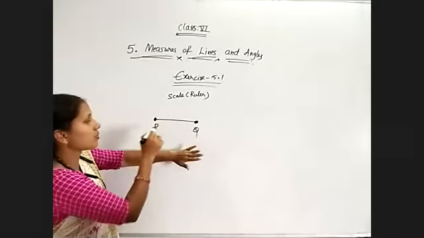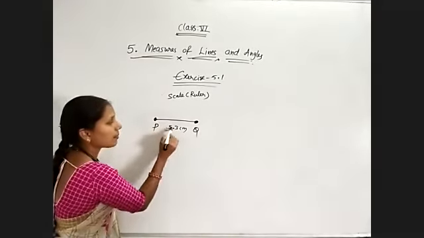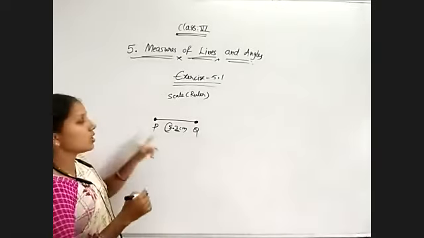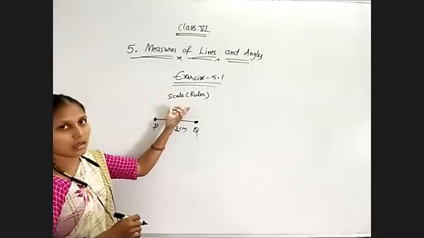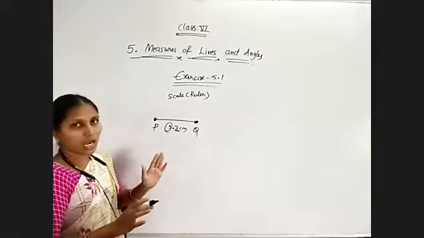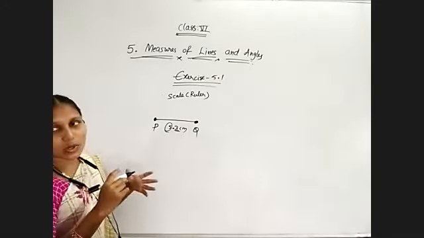Suppose we get 5.3 centimeters. It means a total of 5 centimeters is finished, and after that 3 smaller lines are also covered. So 5.3 centimeters. This is done by the scale. The same thing we can do with the compass also, but not now. And how do we compare two line segments?